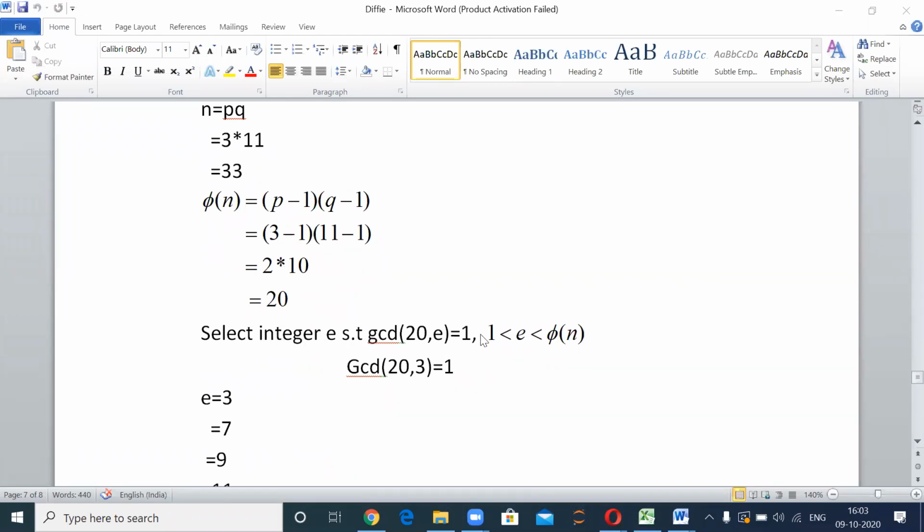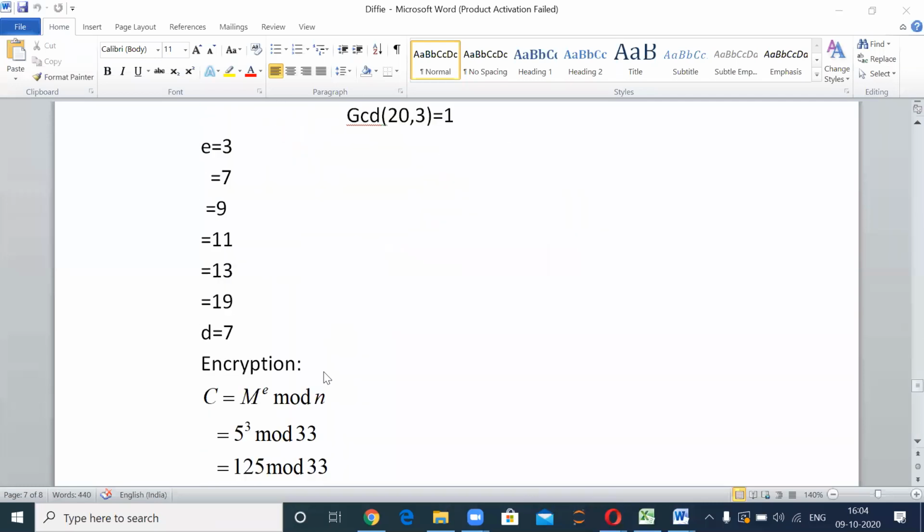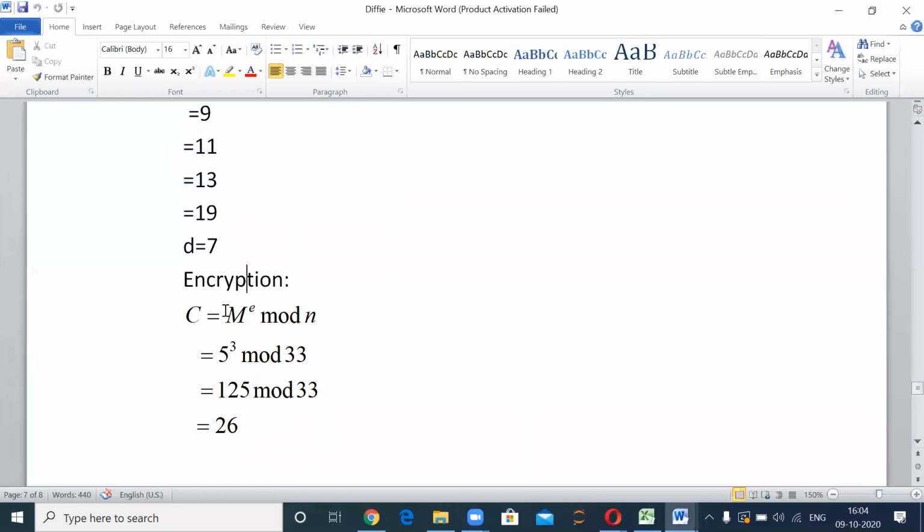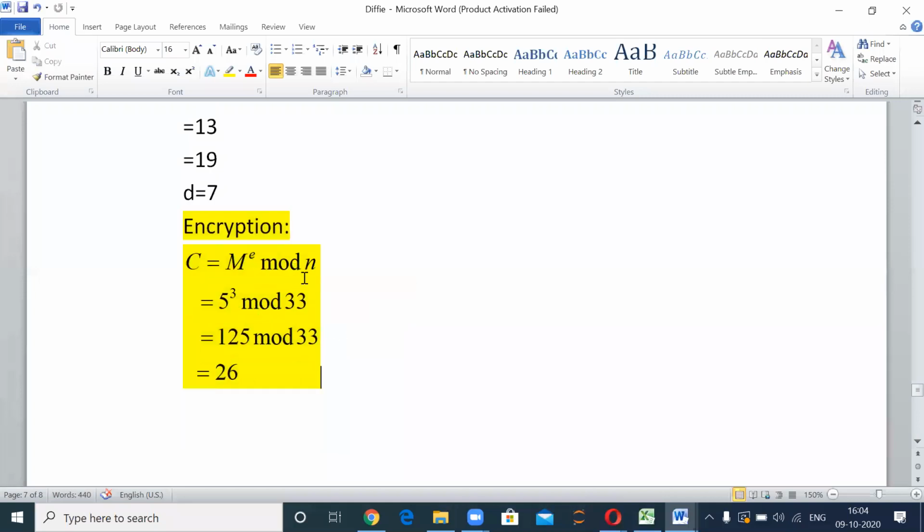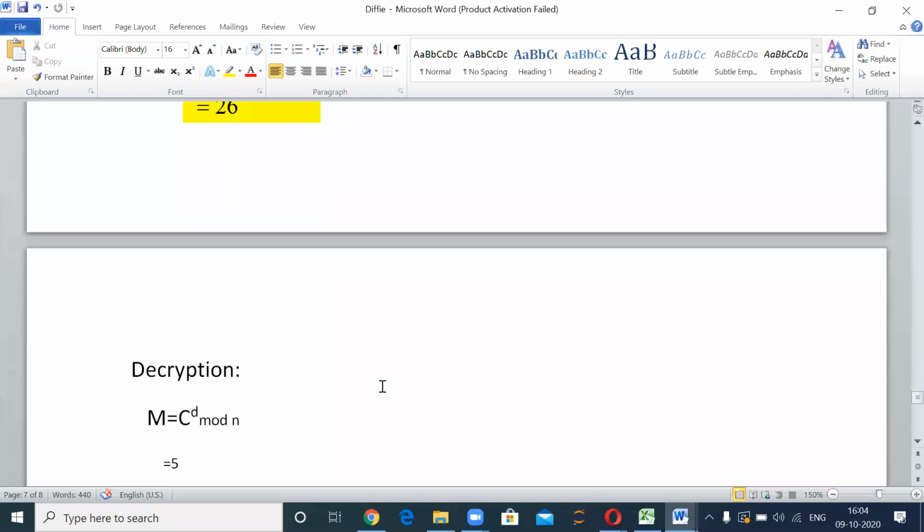And we select the integer e value. That e value can be chosen between 1 and pi of n, and also the GCD of pi of n comma e is 1. That way, the integer can be chosen, right? And for the encryption, this is the formula we are using: C is equal to m power e mod n. That is 5 power 3 mod n. 5 cubed, that is 125 mod 33. You divide 125 with 33, the remainder value we get is 26.